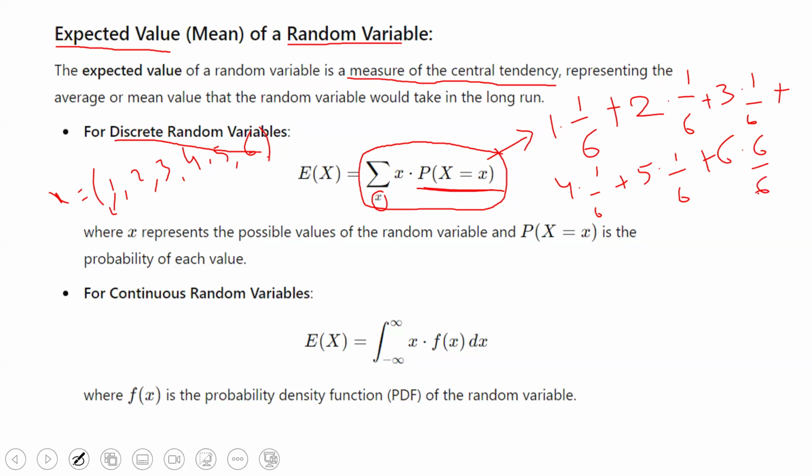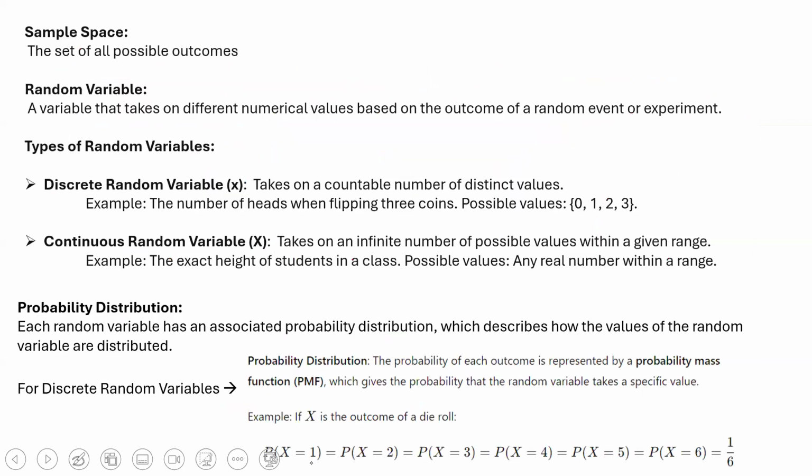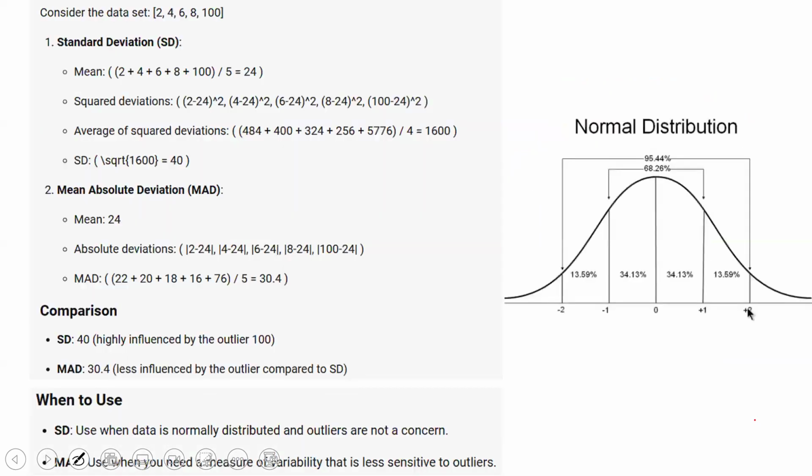So this is the expected value of a discrete random variable when we are taking the example of a dice. You remember this slide, right? So everything is taking a value of 1 by 6. So the probability of the random variable taking any specific value is 1 by 6. This is just what we are applying.